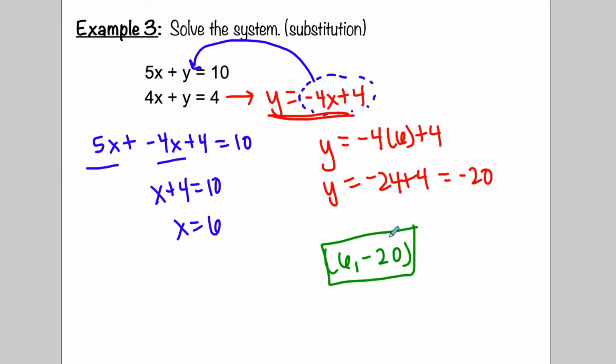If you ever want to check your answer, if you have time on a test or a quiz and you want to make sure you did it right, what you should do, you guys, is take your answer and plug it into both equations and make sure it works out. So you do 5 times 6 plus negative 20. Does that equal 10? That's your question to yourself. Well, this is 30. 30 minus 20, is that 10? Yes, so that works out. Then you would move on to your other one. You got to make sure you check both of them.